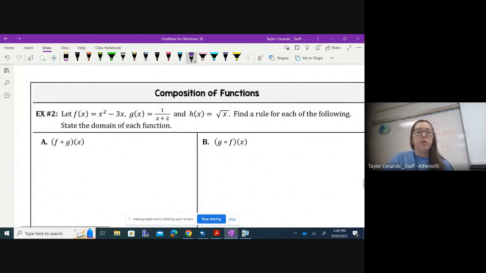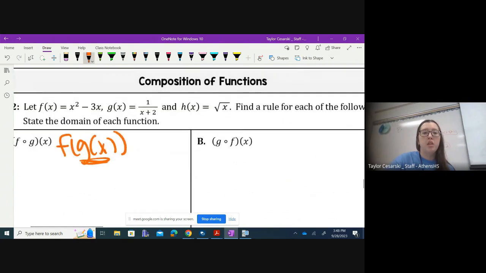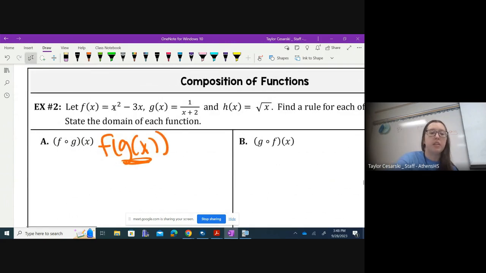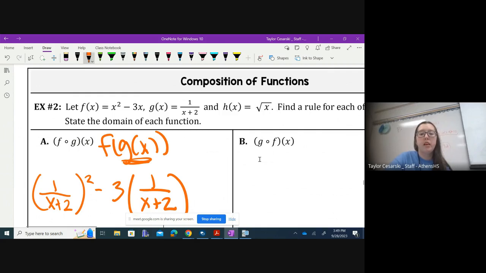All right, so let's look at one with domain. So again, f of g of x. This right here is saying f of g of x. It's saying take g of x and plug it into f. Okay, so I see g of x here and I see f of x. So wherever I see an x, I'm going to put g of x. Okay, so it looks something like this.